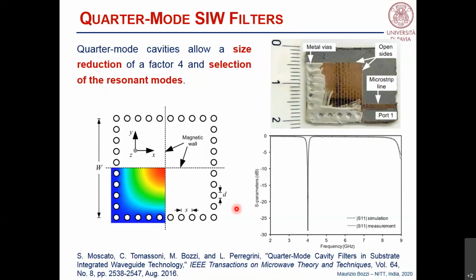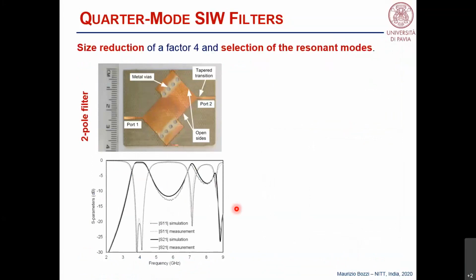So by combining these quarter mode cavities, we can design a number of filters. For instance, we can combine 2 cavities. You see quarter mode cavity 1 and cavity 2, and we couple them by removing the row of metal cylinders in the common wall. And in this way, we can control the coupling by laterally shifting the 2 cavities or by increasing the distance between the 2 cavities.